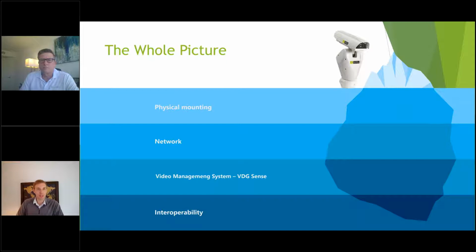Would we love to have 16 cameras on an intersection? Maybe. But obviously we have to work with what we have and try to get the most out of each camera, whether that be from a fixed camera or a PTZ camera. So we'll touch on physical mounting a little bit later.